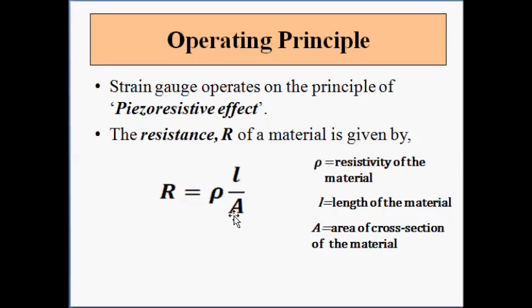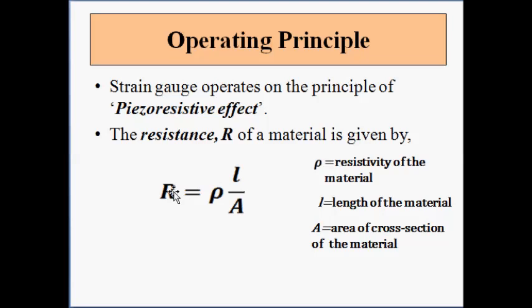It means that if resistivity increases, resistance will increase, and if resistivity decreases, resistance will decrease. Similarly, if length increases, resistance will increase, and if it decreases, resistance will decrease. But resistance is inversely proportional to area. So, if there is an increase in area, there will be a decrease in resistance, and if there is a decrease in area, there will be an increase in resistance.